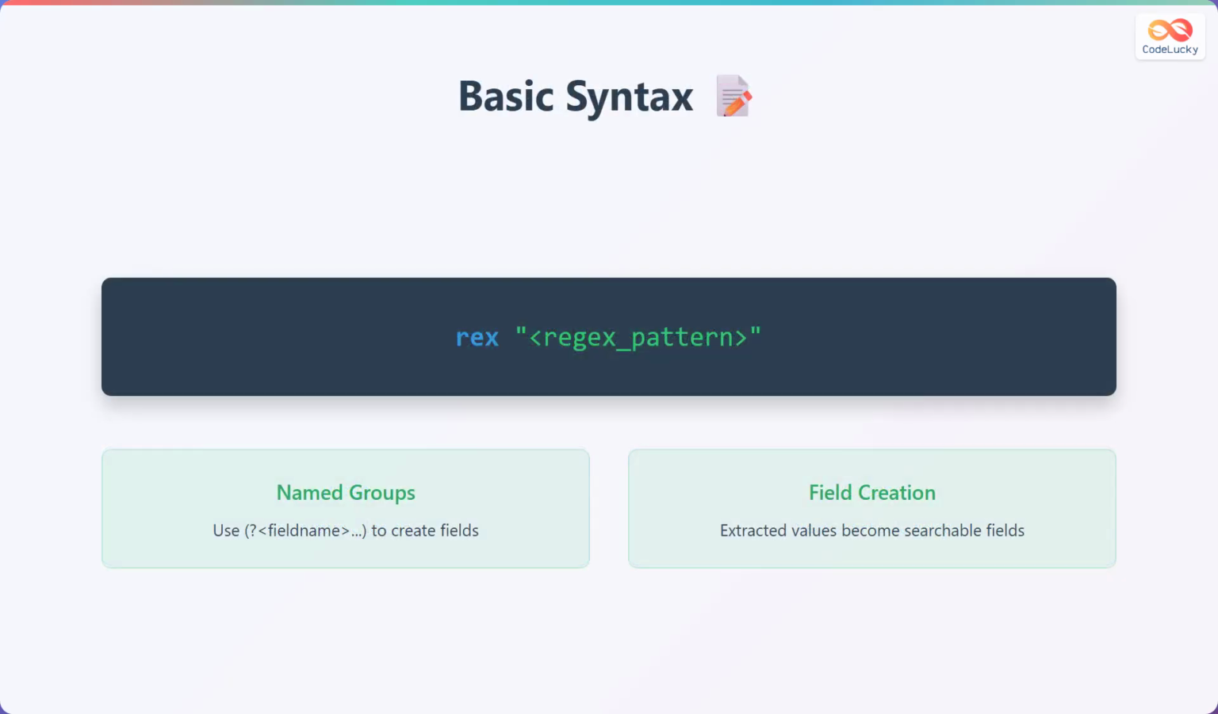The basic syntax of the rex command is straightforward. You start with the keyword rex followed by your regular expression pattern enclosed in double quotes. The key feature is using named groups in your regex pattern. Named groups are created using the syntax question mark followed by angle brackets containing your field name, then your pattern. This tells Splunk to create a new field with the extracted value.